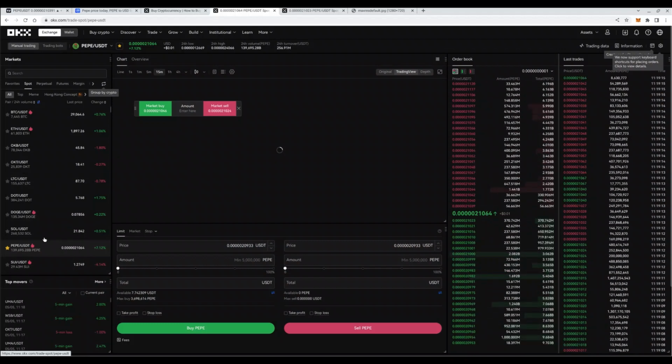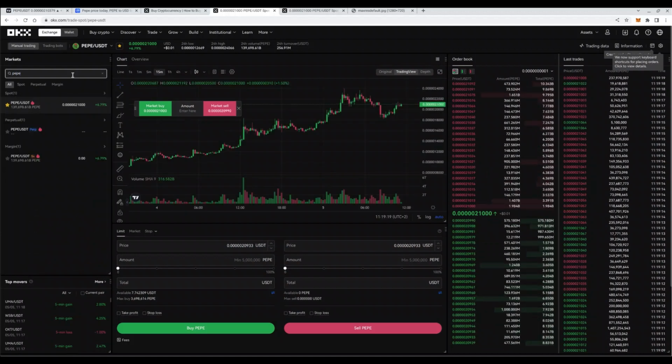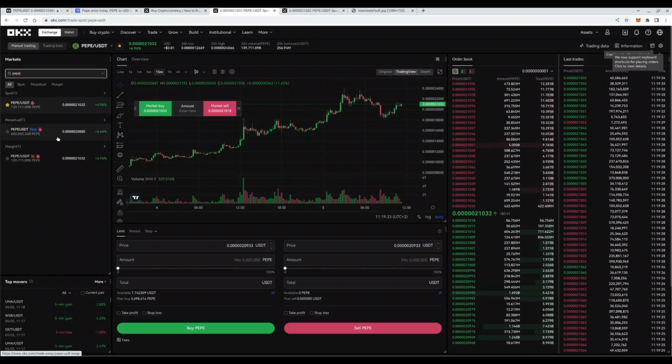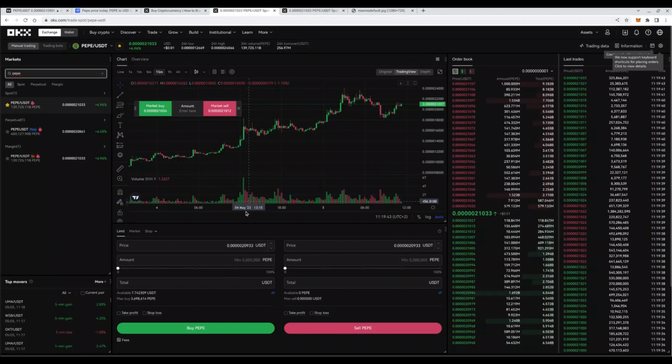If you don't see Pepe coin here, what you do is you search for Pepe, and you will get all trading pairs in Pepe. So you see we have spot, we are trading in spot. So spot is basically no leverage, you hold the coin. And then we have the perpetual contracts and the margin contracts. That's when you trade them with leverage usually. So we are pressing on Pepe, the spot, and we're going to trade according to this right here.